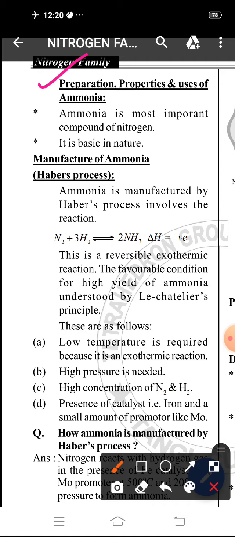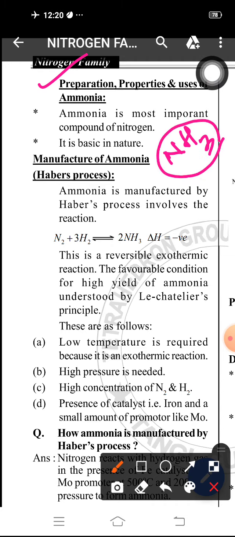So ammonia is represented as NH3, or it has the formula NH3. How is NH3 prepared in the laboratory? What are its properties? Let us discuss. Ammonia is the most important compound of nitrogen.